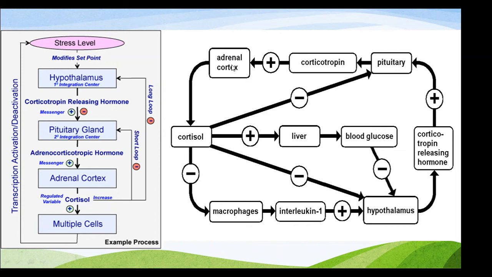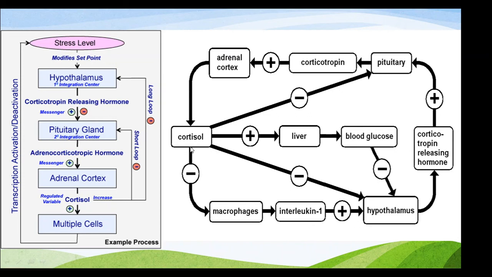In this you can see that we'll start with the hypothalamus. Corticotropin releasing hormone activates the pituitary. Corticotropin is released. Corticotropin is another name for ACTH, and ACTH activates the adrenal cortex. Cortisol is released. Cortisol inhibits the pituitary. Cortisol also inhibits the hypothalamus. Cortisol also inhibits macrophages, which has an effect on interleukin 1, which activates the hypothalamus.